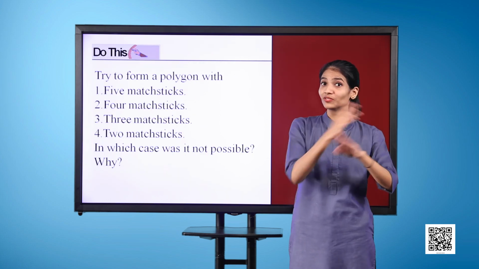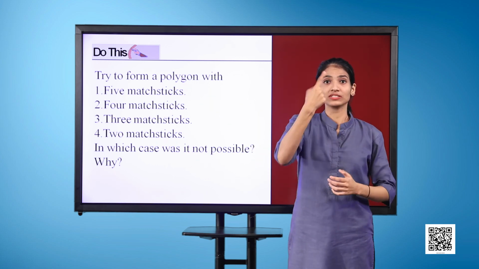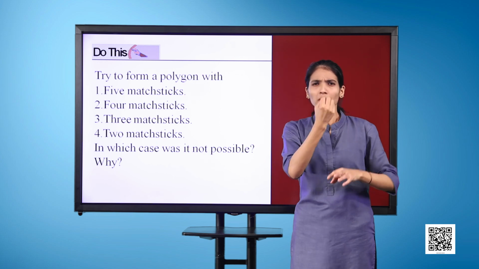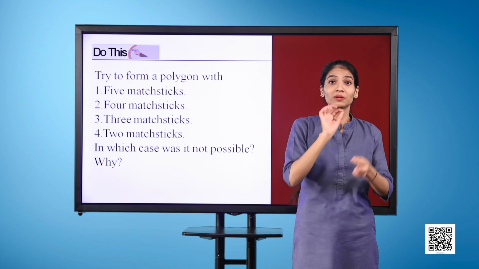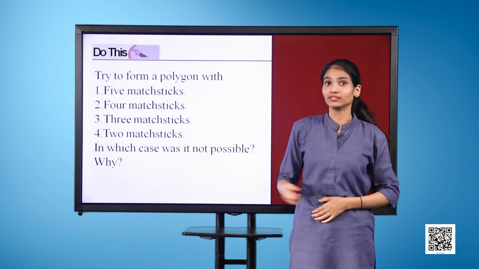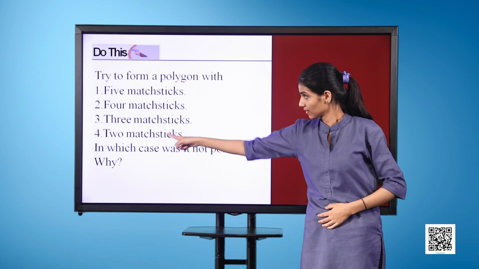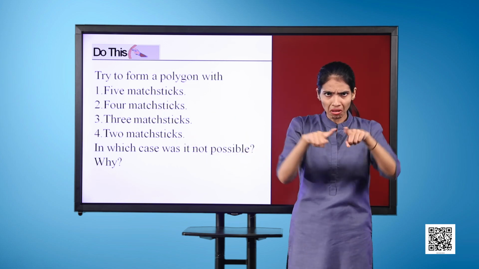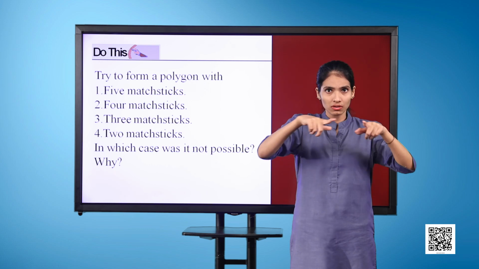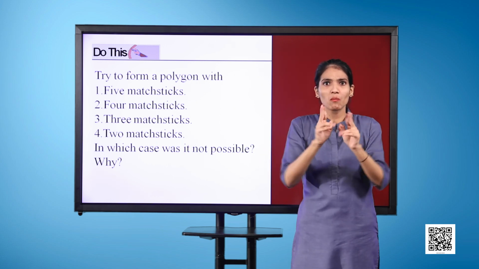Do this. Try to form a polygon with 1. 5 matchsticks. 2. 4 matchsticks. 3. 3 matchsticks. 4. 2 matchsticks. In which case was it not possible? Why?